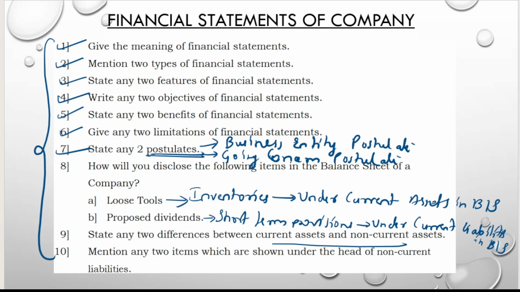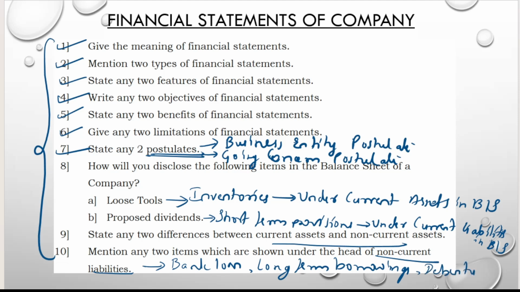Okay. Mention any 2 items which are shown under the head of non-current liability. Under non-current liability, what are you going to show? Bank loan. Long-term borrowings. And debentures. Okay. Prepare with all these questions for your 2 marks in your financial statement.